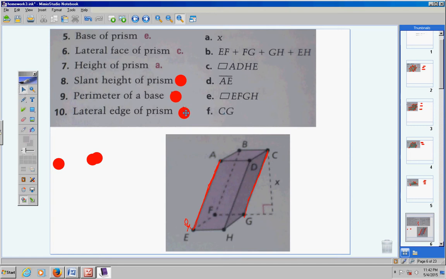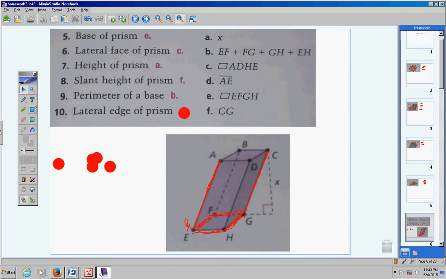Letter F. Alright, perimeter of the base. Well, guys, the perimeter of the base is just EF plus FG plus GH plus EH. Don't you add all 4 sides together? Sure you do. So the perimeter of the base would be letter B, where you're adding up all of the edges of the base.